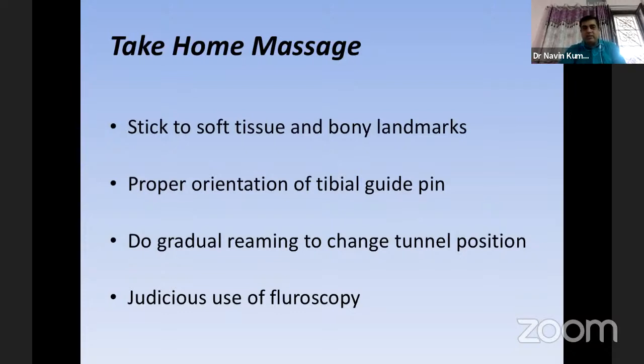Proper orientation of the tibial guide is very important. You go with full extension and full flexion. Always check whether it is impinging. Do gradual reaming if your graft size is very big. And if you are not sure about your placement of the guide wire, you can go with gradual reaming. Once the first reamer has been used, you have room to correct if your position is not at the appropriate place. And judicious use of fluoroscopy especially can be done.